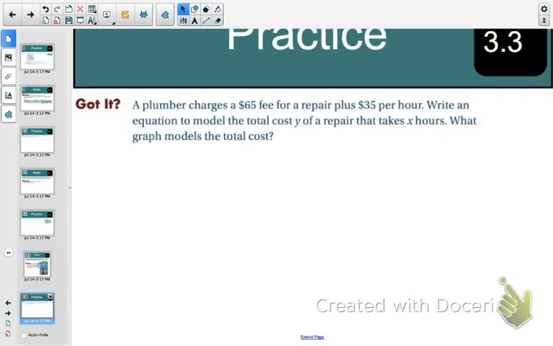I'm going to let you try this one. It says a plumber charges a $65 fee for a repair plus $35 an hour. Write an equation to model the cost y of a repair that takes x hours, and then make the graph. Go ahead and pause this and try it in 3, 2, 1, pause.